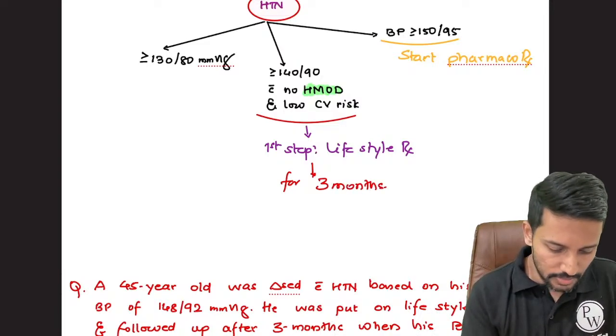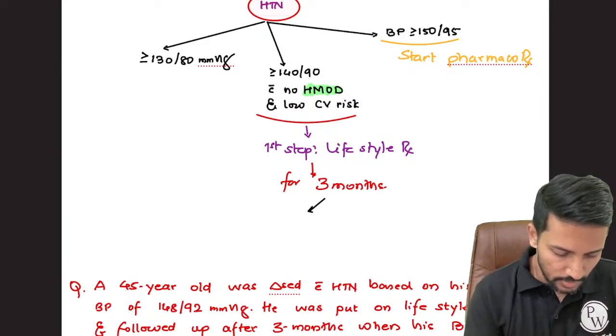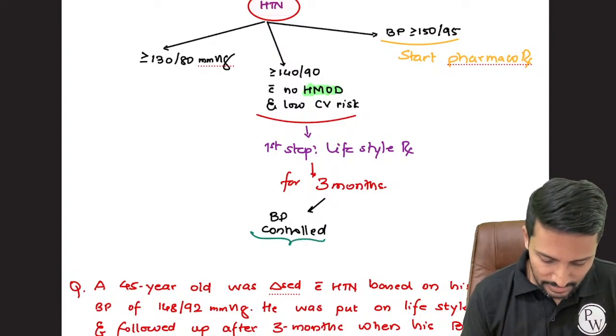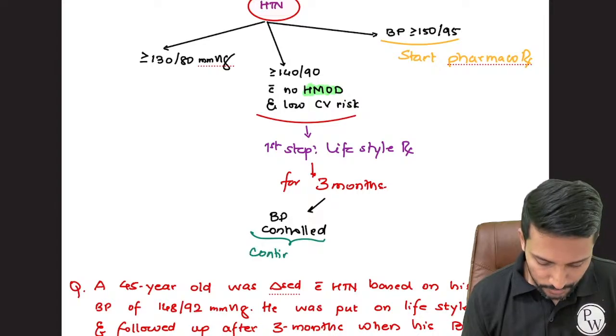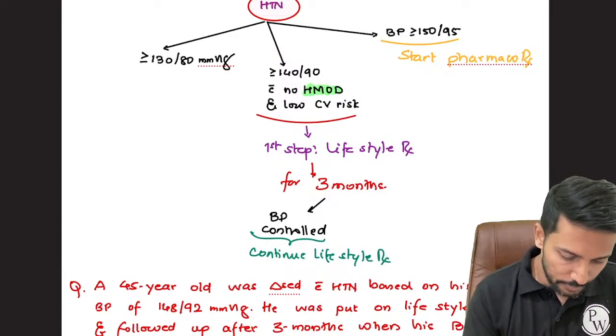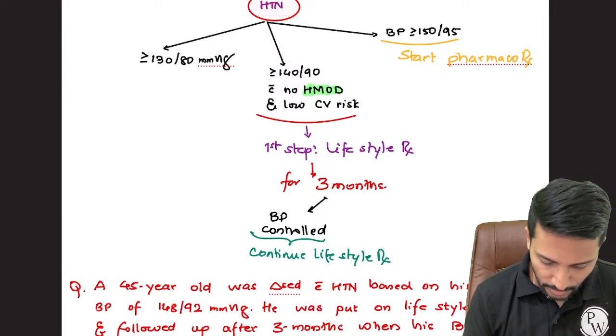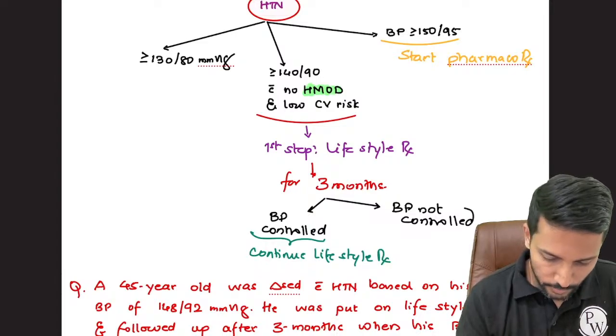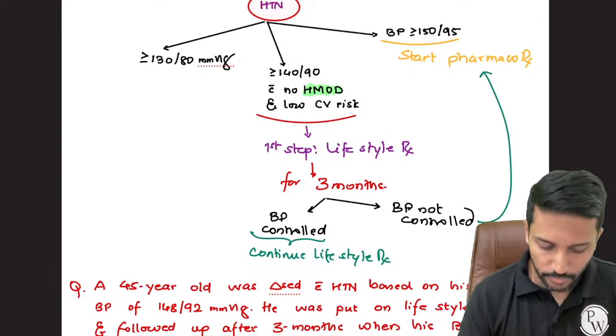Now, after 3 months, there are two possible outcomes. If the BP is controlled, then I will continue with lifestyle modification as long as BP is controlled. But if BP is not controlled, obviously I cannot rely on just lifestyle modification. If BP is not controlled, I have to initiate the medications. BP not controlled, we have to start the pharmacotherapy. Clear?